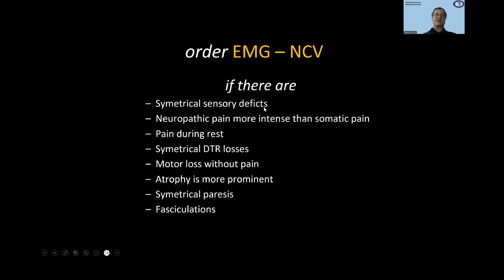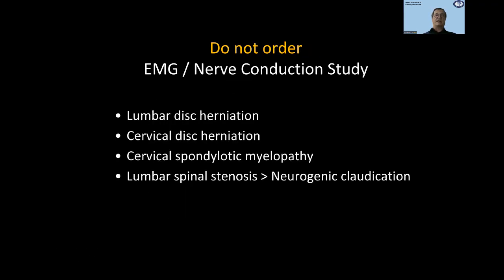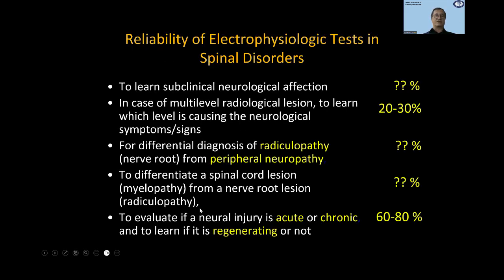If there are symmetrical sensory deficits, neuropathic pain more intense than somatic pain, pain during rest, symmetrical deep tendon reflex losses, motor loss without pain, atrophy is more prominent, and symmetrical paresis and fasciculations, in those cases, we must order EMG or nerve conduction velocity. However, lumbar disc herniation, cervical disc herniation, cervical myelopathy, and lumbar spinal stenosis patients with neurogenic claudication, it's not necessary to order EMG and neuroconduction study, and their value is always questioned in such conditions, especially in radiculopathy patients.